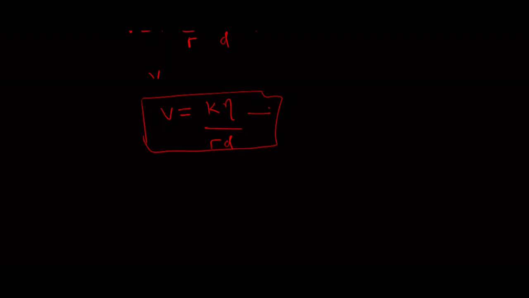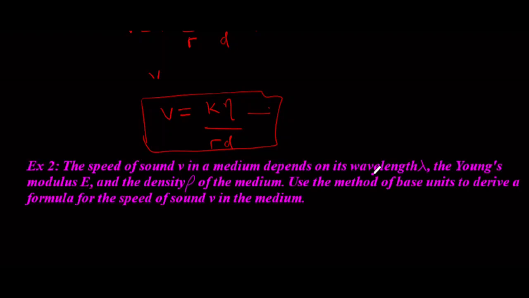So let's look at another example to buttress the establishment of an equation. Let's look at the second example. They said the speed of sound v in a medium depends on its wavelength lambda, the Young's modulus E, and the density rho of the medium. Use the method of base units to derive a formula for the speed of sound v in the medium.